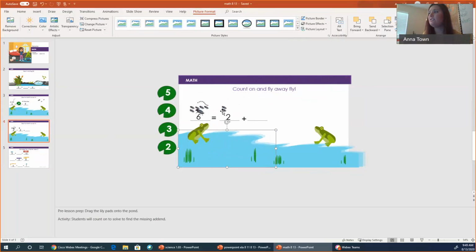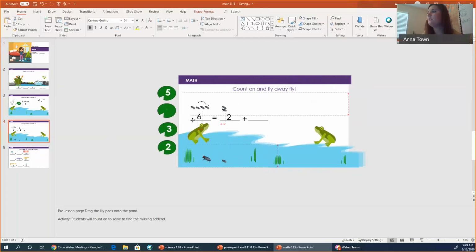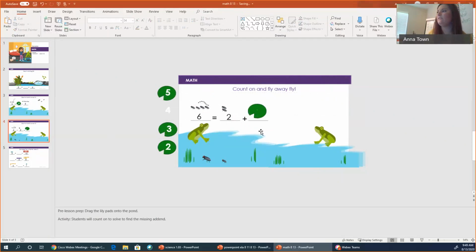So we know we already have 2 out of the 6 flies. So we're going to take 2 of them and move them. 1, 2. How many are we left with? 1, 2, 3, 4. That means 4, I miscounted accidentally, is our missing number, which is over here. So 2 plus 4 is equal to 6.